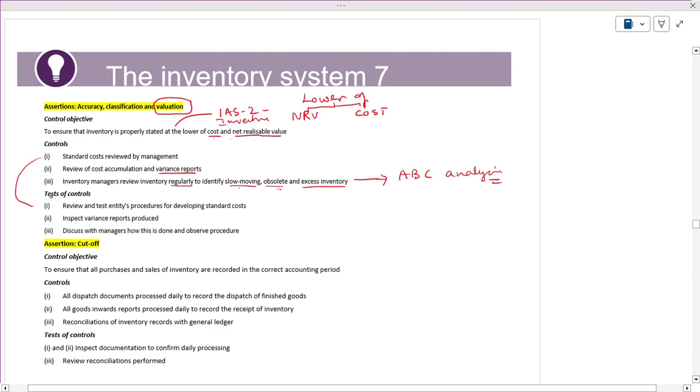Again, review test procedures. What are the procedures for standard cost? What is the standard cost? What is the actual cost? Review cost accumulation. Inspect variance reports. Positive variance, negative variance, where we have spent more, where we have spent less, where the prices are increasing, where the prices are decreasing. That is a different part. Don't write all those things. Only write: inspect variance reports produced and discuss with the managers how this has been done, and observe.